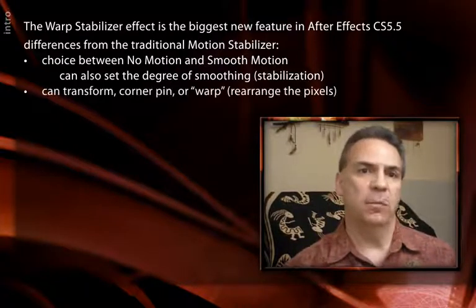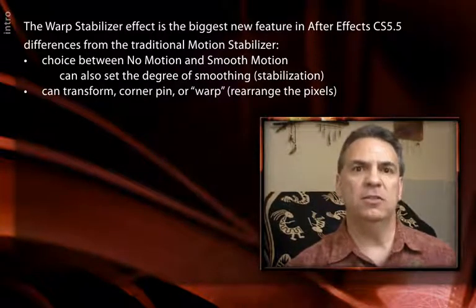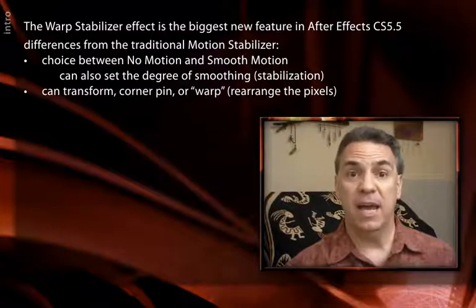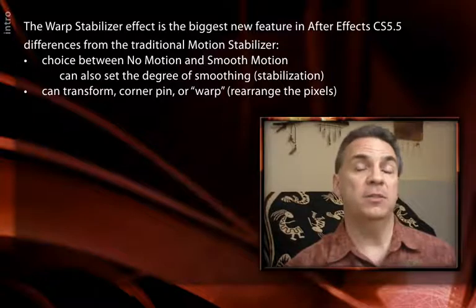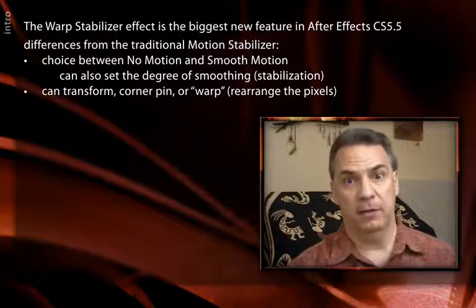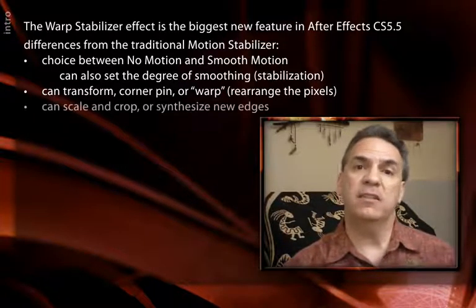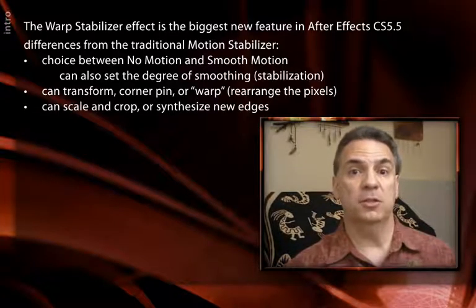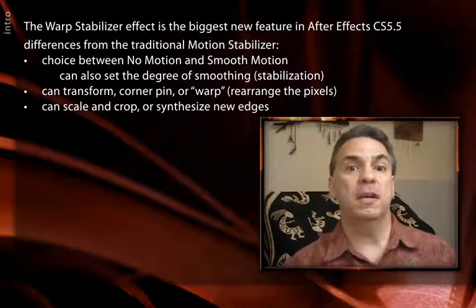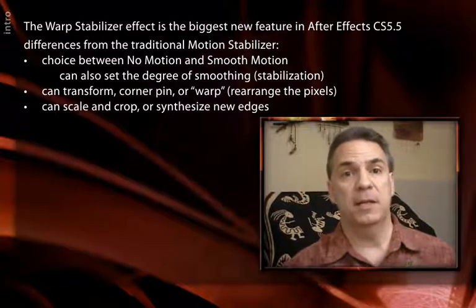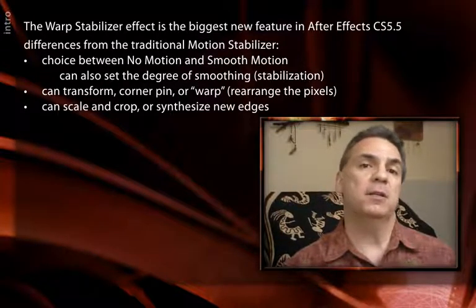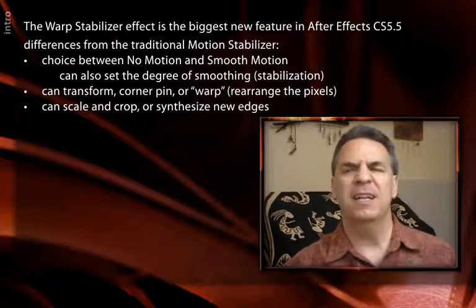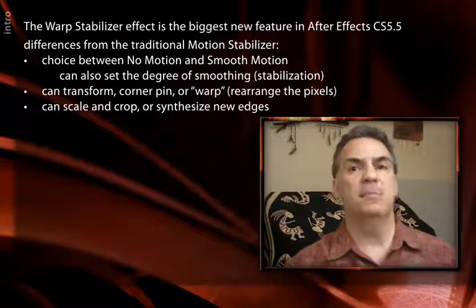Secondly, it has several different ways to stabilize a shot. In addition to position, scale, rotation, or corner pinning, it can actually warp the footage and even treat the foreground differently than the background. Thirdly, it has several different options for how it scales and crops the image. Normally with stabilization, you need to scale up the footage to make it refill the frame after you've stabilized it. Well, the warp stabilizer has the ability to synthesize new edges by looking earlier and later in time to see if it can find some pixels to fill in the missing gaps.